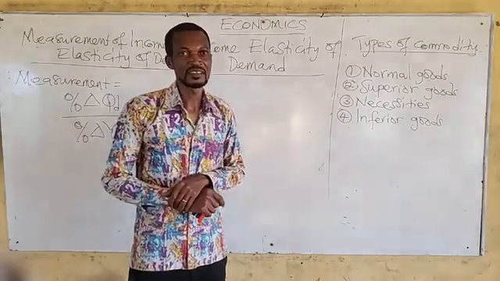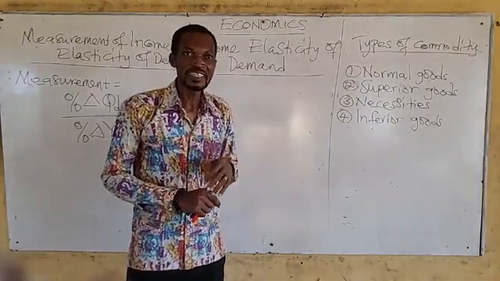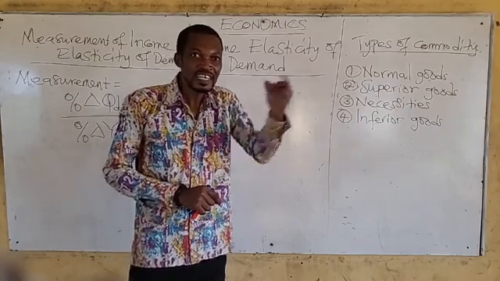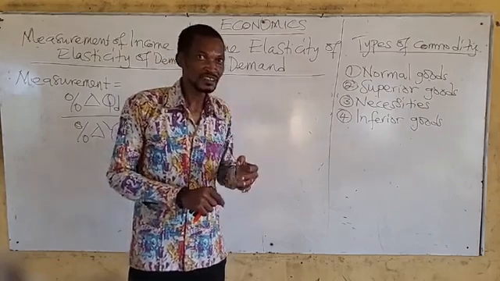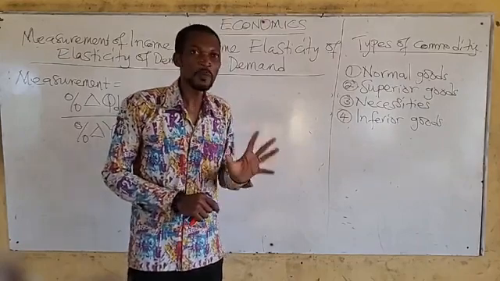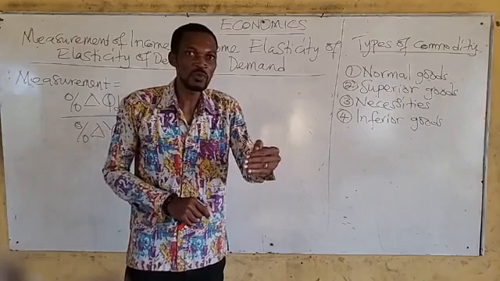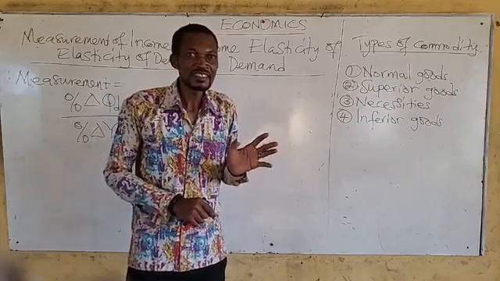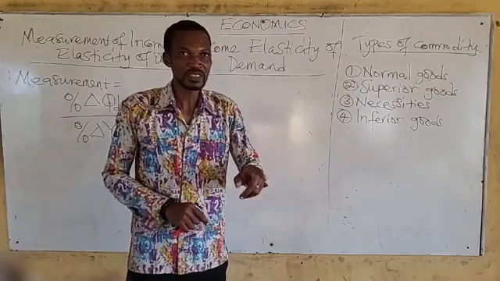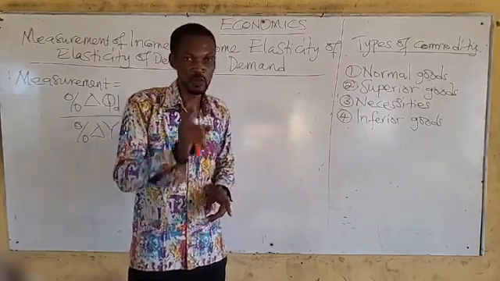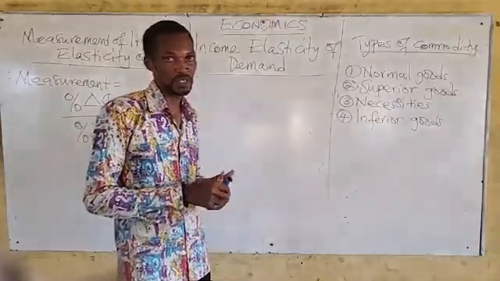Let me say it again. Let me use the increase alone so that you don't get confused. When the percentage increase in the demand of the commodity is less than the percentage increase in the income of the person, that commodity will be a normal commodity. And I'm going to show it to you right away.